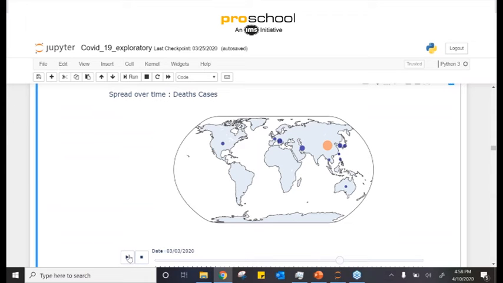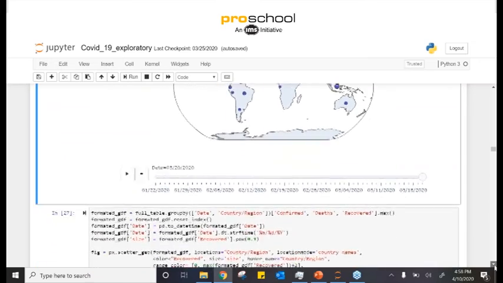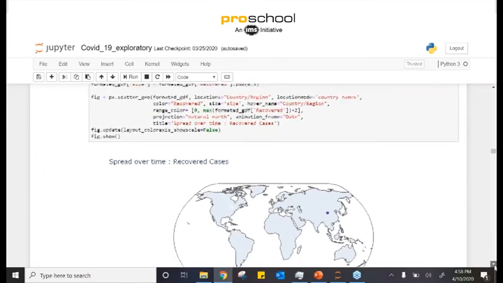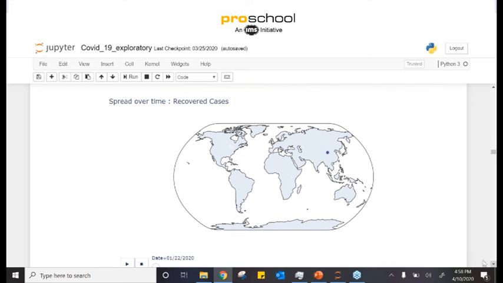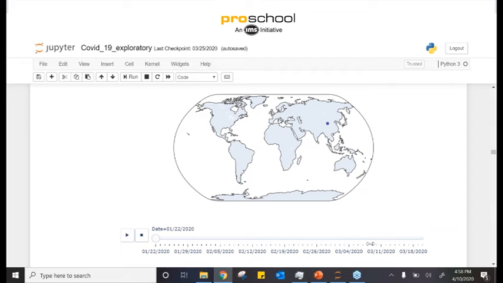Hope you liked it. Similarly, in the death case also, if I just run it, deaths are going to be pretty high in China because others have not reported so much. South Korea was also reported at that time. Later on, the European countries, especially Italy, started reporting a lot. And after that US, Brazil, and everywhere. But after that, the death rate becomes pretty high in Europe. And China has become constant at that point of time.